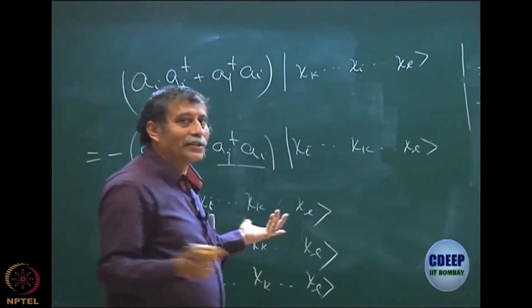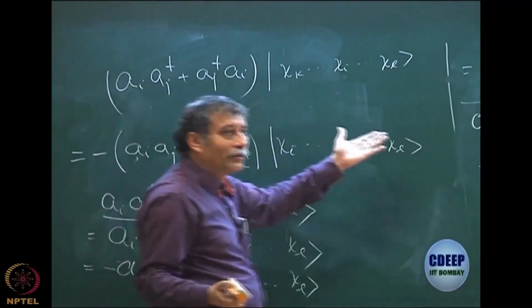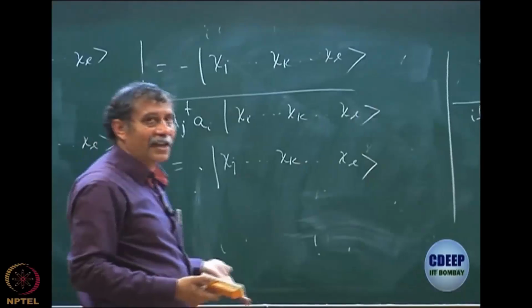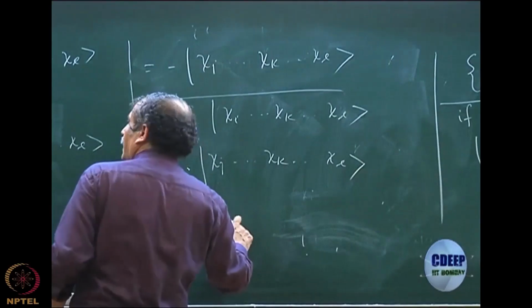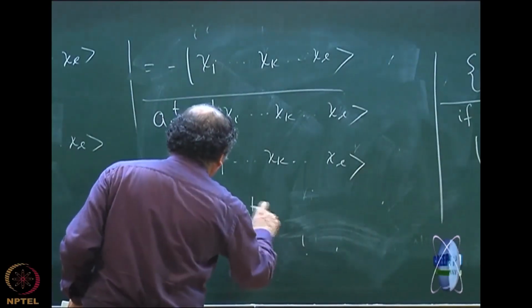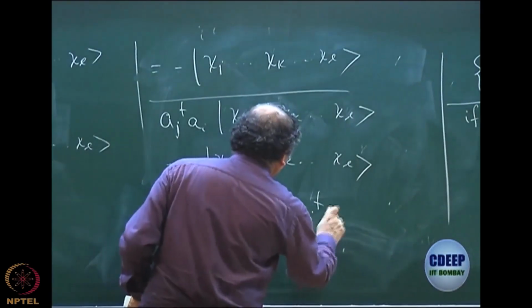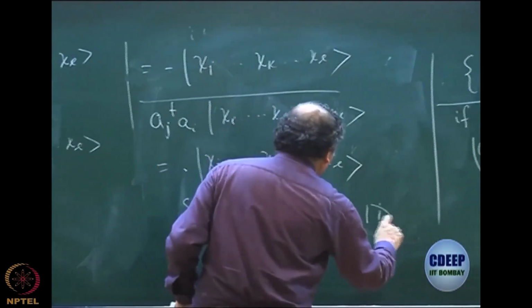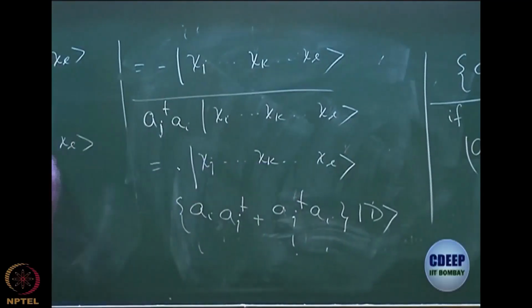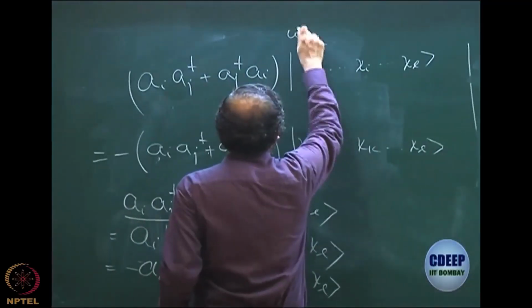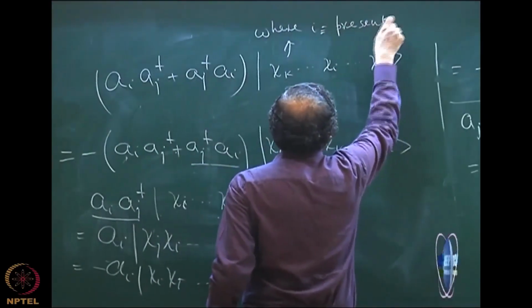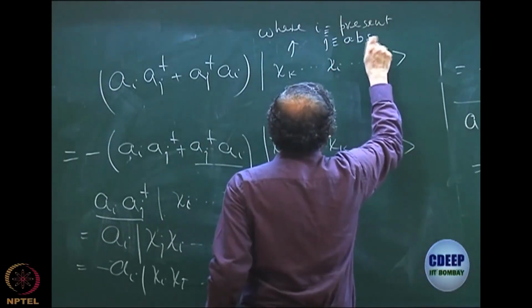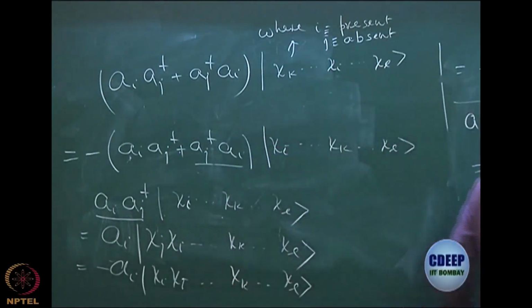Now, it is very clear, either I take the negative sign or not, it does not matter, it is 0. The sum of these two is 0, because it is the same determinant with the opposite sign. So, of course, I can then conclude that AI AJ dagger plus AJ dagger AI acting on this determinant, where I is present, j is absent, remember explicitly, is also equal to 0.